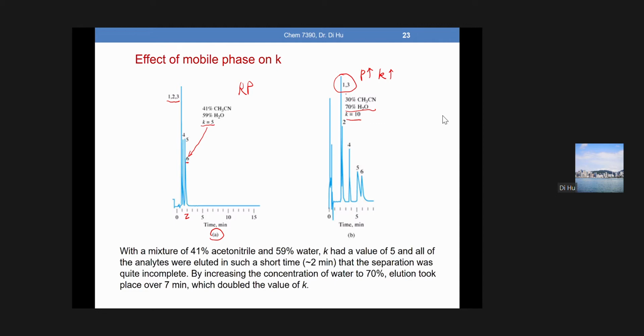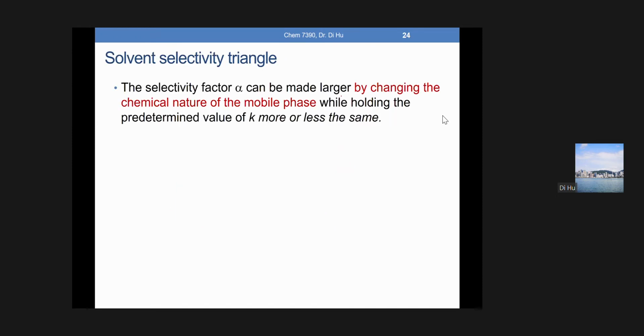And then what we need to do is say, okay, now the K value seems okay. Seems like within 7 minutes, the peaks can be separated. That's enough for that separation. But now the alpha, not good. Because there are two components, they cannot be separated from each other. So then our idea is, how can we improve this selectivity factor?